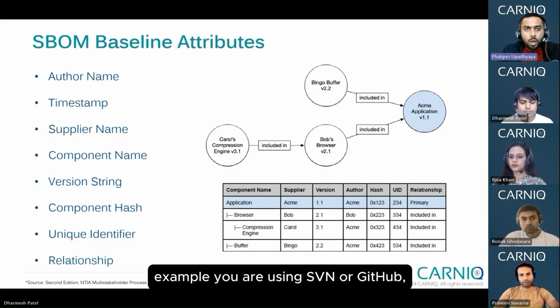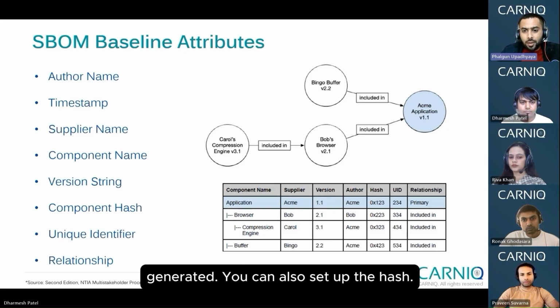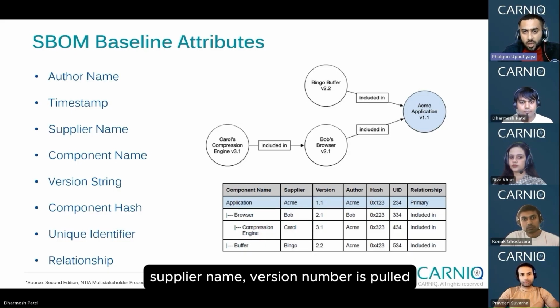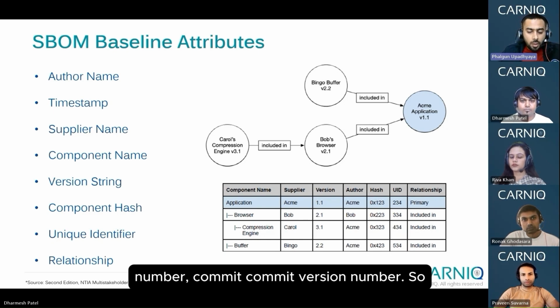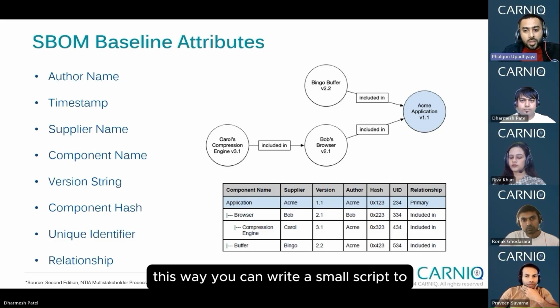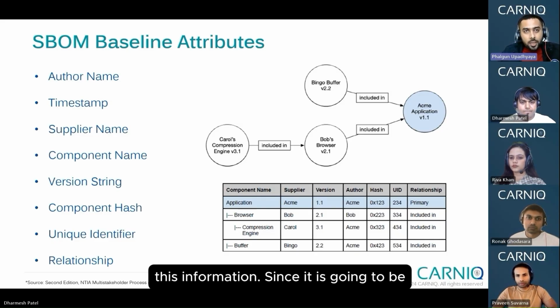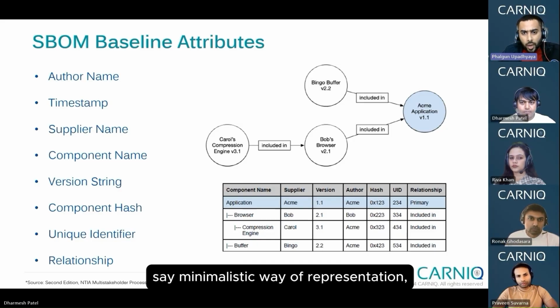So let's say, for example, you are using SVN or GitHub. Using your commit messages, there is an automatic unique number that is generated. You can also set up the hash. You will anyways get the component name, supplier name, and the version number is pulled from the SVN or the Git commit number. So this way you can write a small script to monitor the Git activities or the SVN activities where you can pull out all this information, since it is going to be a minimalistic way of representation.